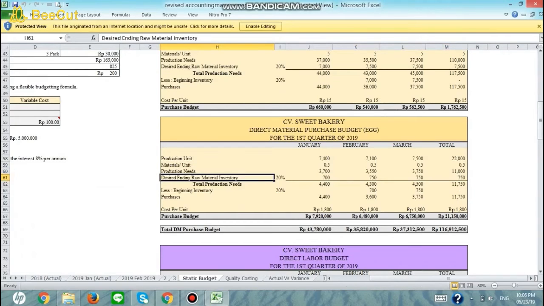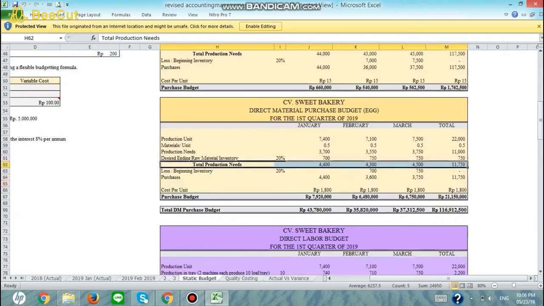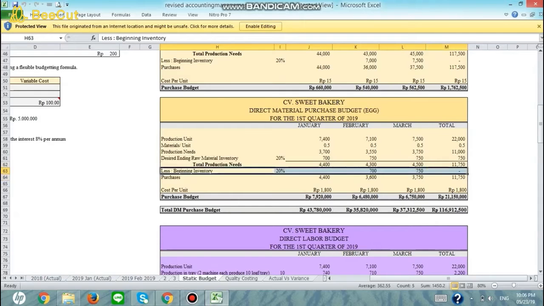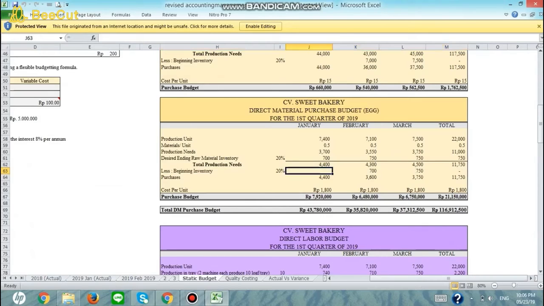Production needs plus desired ending raw material inventory, we will get the total needs for production. Total need for production less the beginning inventory, and we will get the purchase of direct material. The beginning inventory is 20% of that month estimate sales. For January, there was no purchase of direct material in December 2018, so there's no beginning direct material in January 2019. Total purchase multiplied by the cost per unit, we will get the direct material purchase budget.